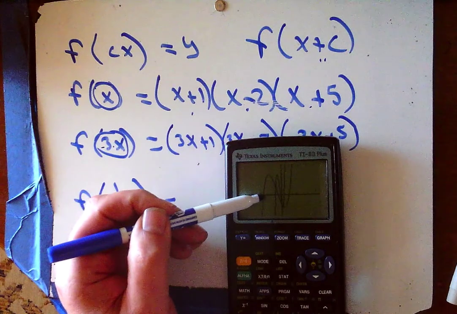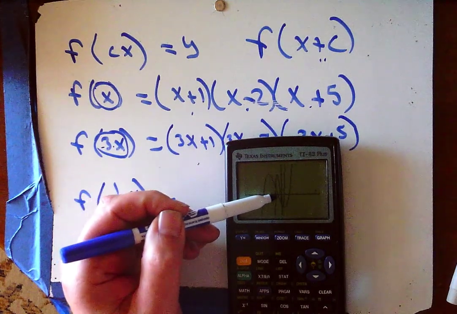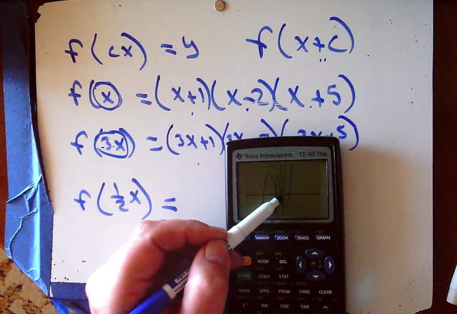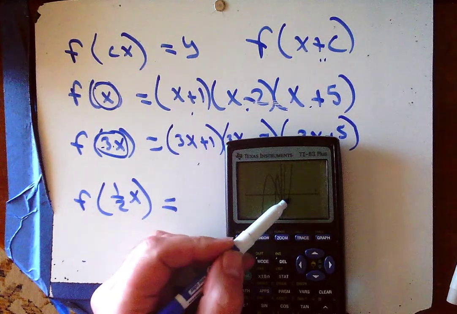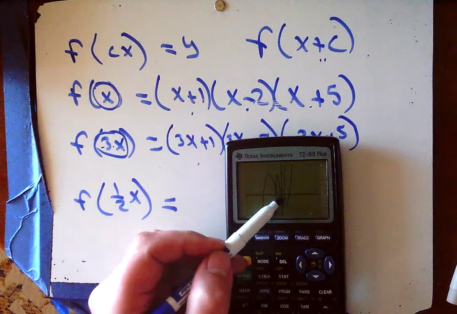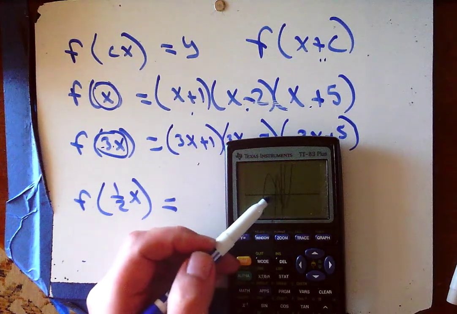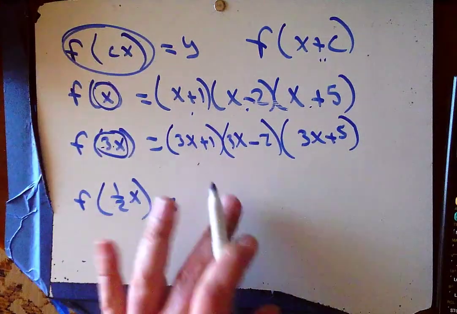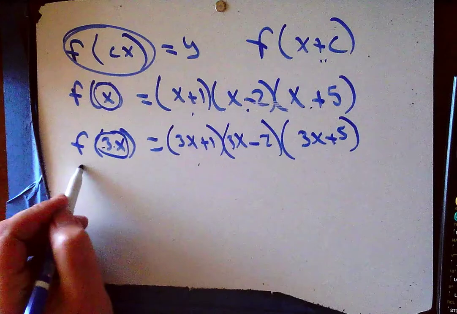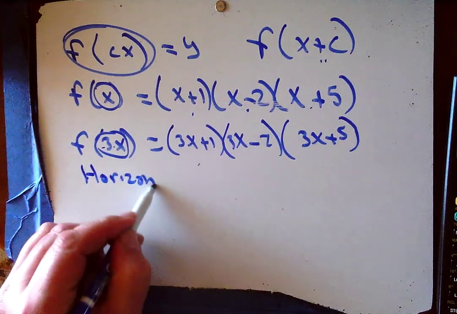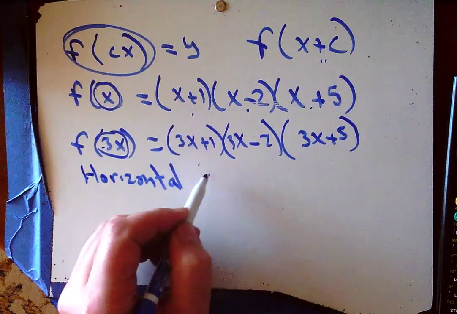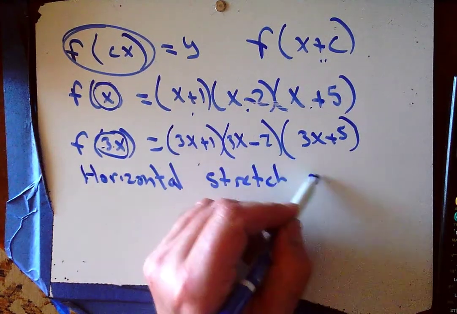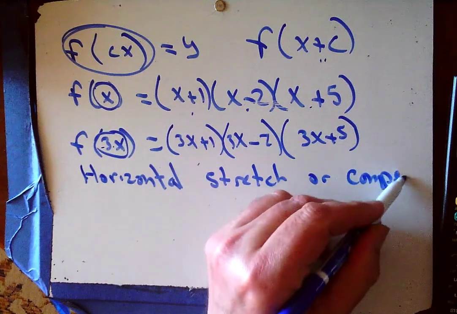Look, this one is no longer at negative 5. It's now squished in here. And this one is no longer at negative 2. It's squished in even further. And this one that used to be at positive 2, it's now over here. So when I see this transformation, I've got a horizontal stretch or compression.